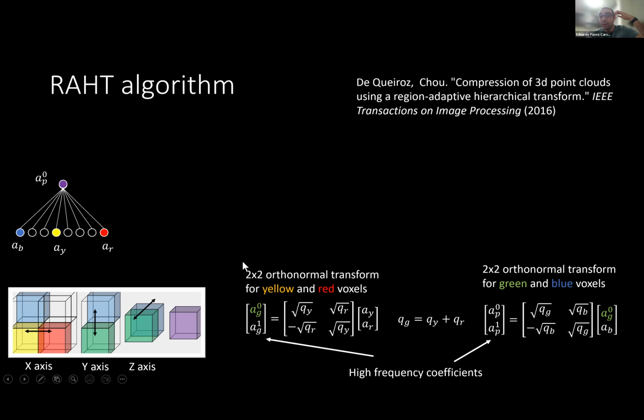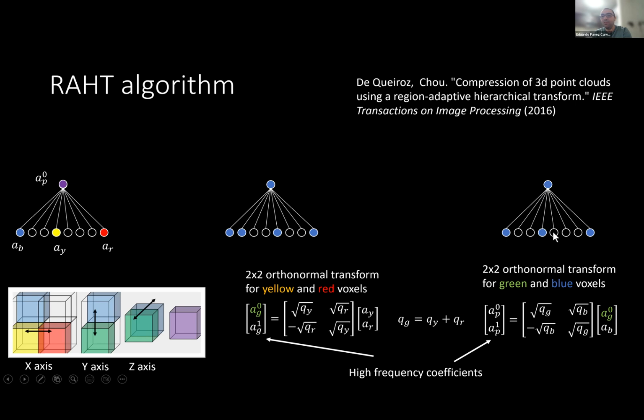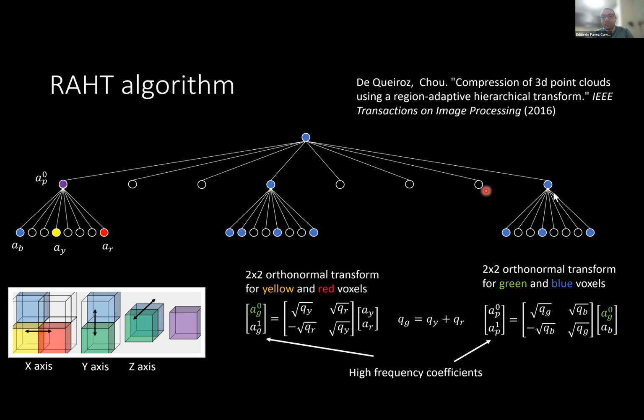Then you can do this for another block, and another block. And then you can group all these low pass coefficients at this lower resolution and process them again, and move them up to another lower resolution level. So this is a technique that takes pairs of points, applies a 2D transform, a 2D decorrelation, and then groups them in some way recursively. It's like a Haar transform, but in 3D.